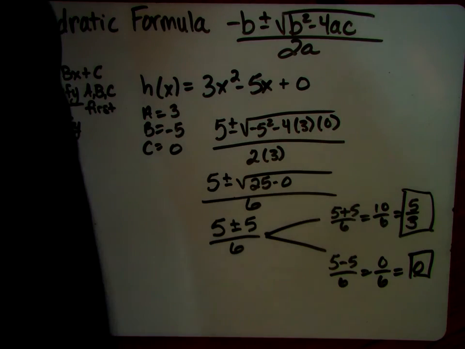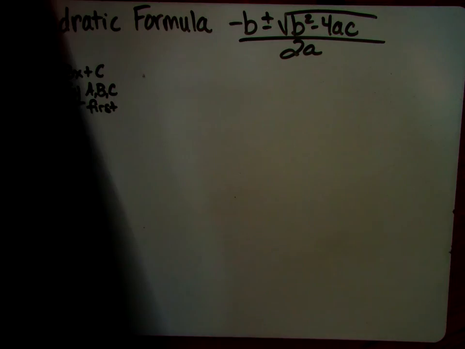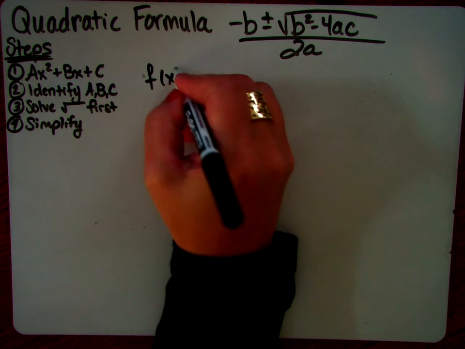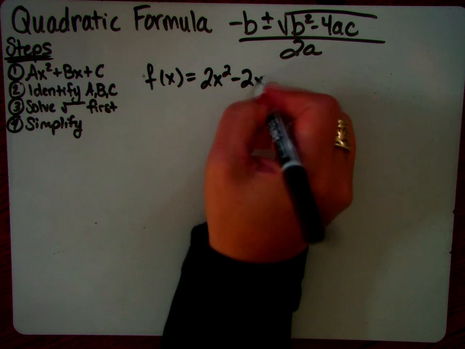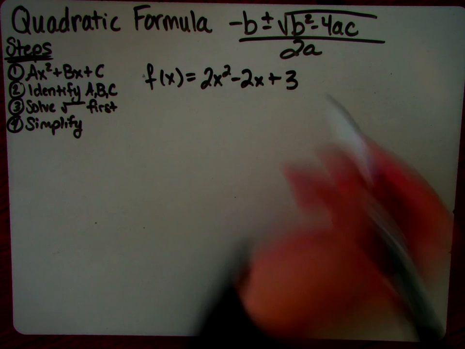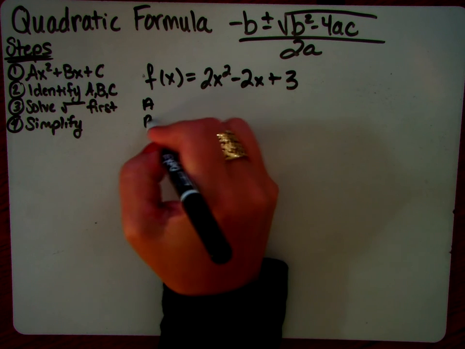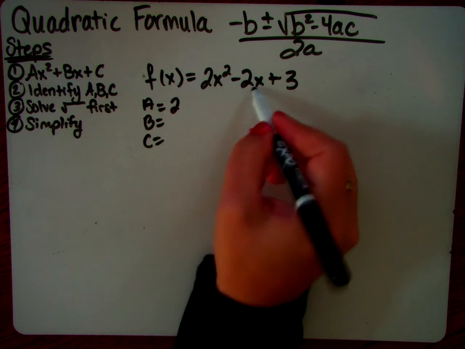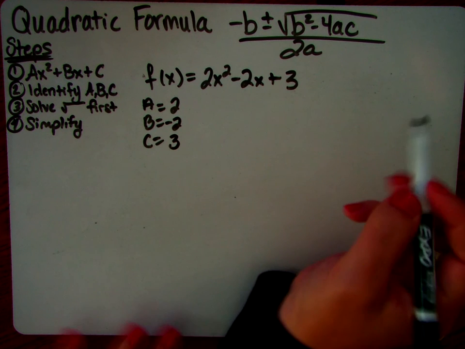All right. Let's do a more difficult one. We have f of x is equal to 2x squared minus 2x plus 3. Okay, is it in standard form? It is, so we can identify your A, B, and C. Okay, A is 2, B is -2, C is 3. So let's start plugging in.